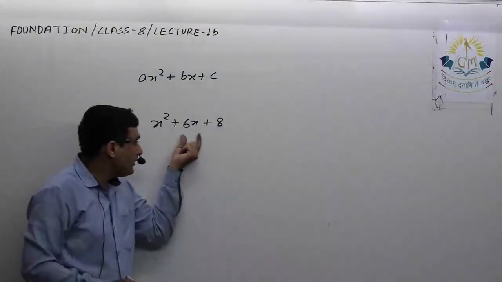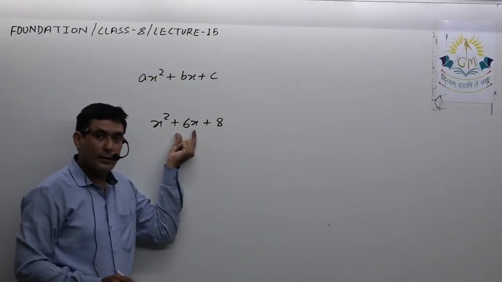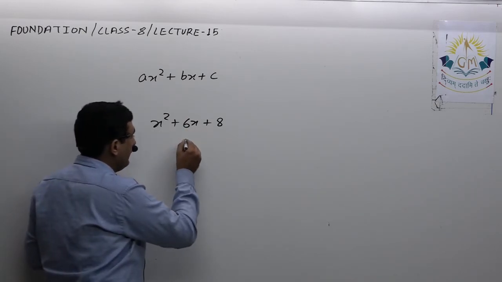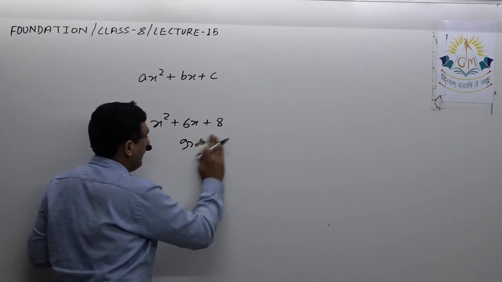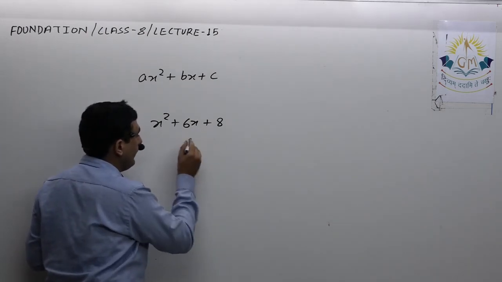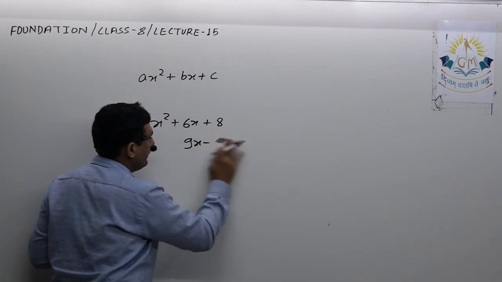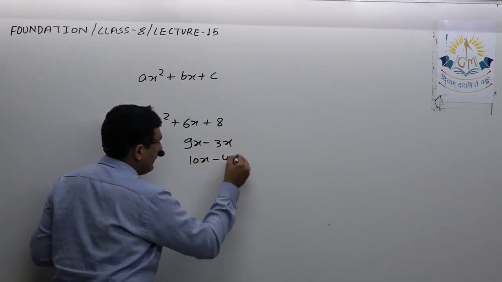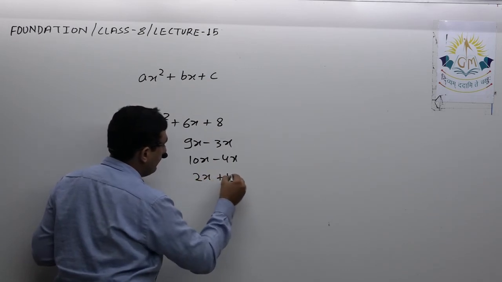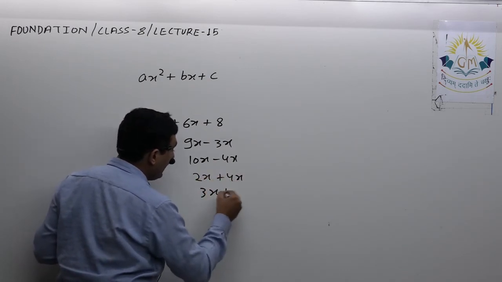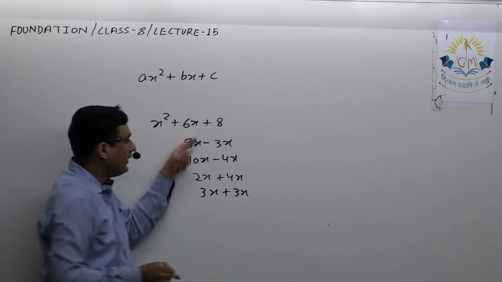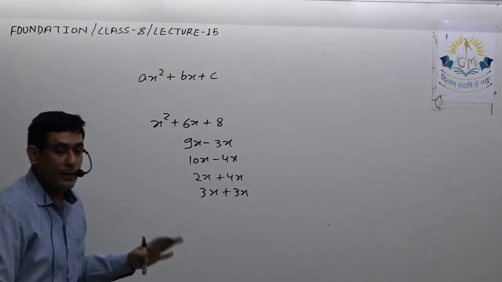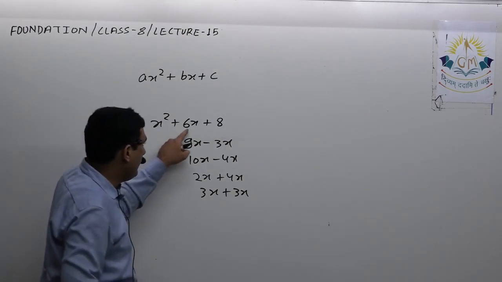Now the third thing says that we have to split this 6x into two parts. Now 6x can be written as 9x minus 3x. As I am saying, you have to write it into two parts. So 6x can be written as 9x minus 3x, isn't it? It can be written as 10x minus 4x. It can be written as 2x plus 4x. It can be written as 3x plus 3x. So there are infinite ways by which we can split this term. So how do we get the correct two terms by which we have to split?